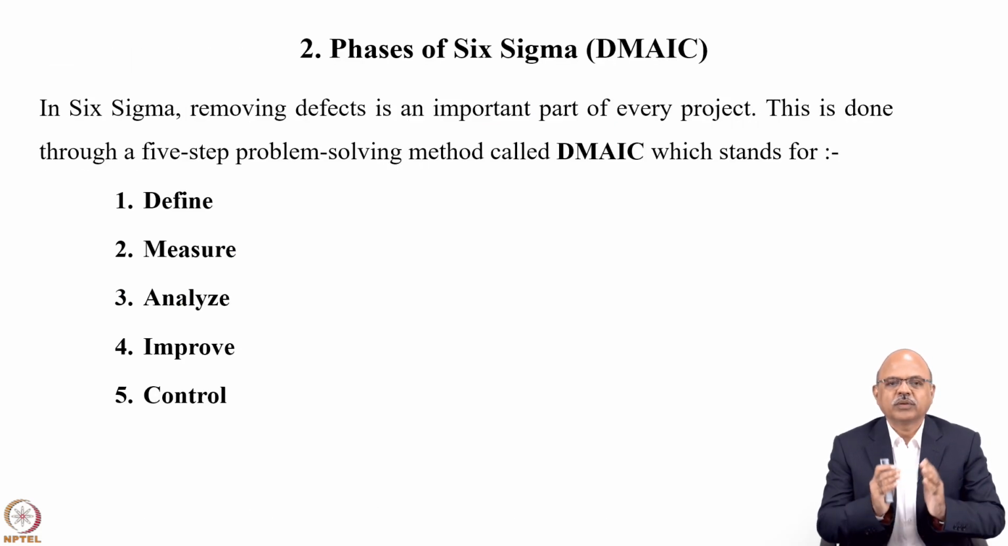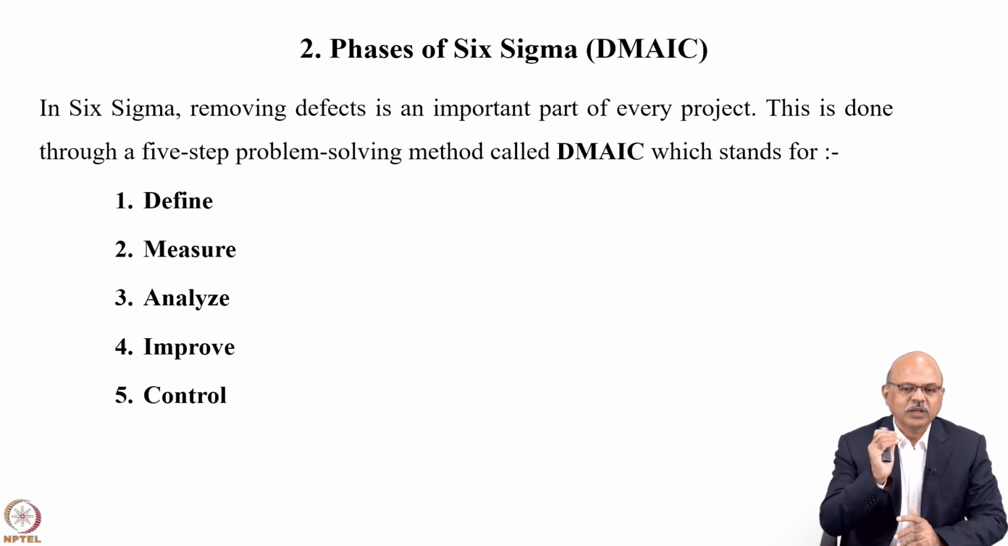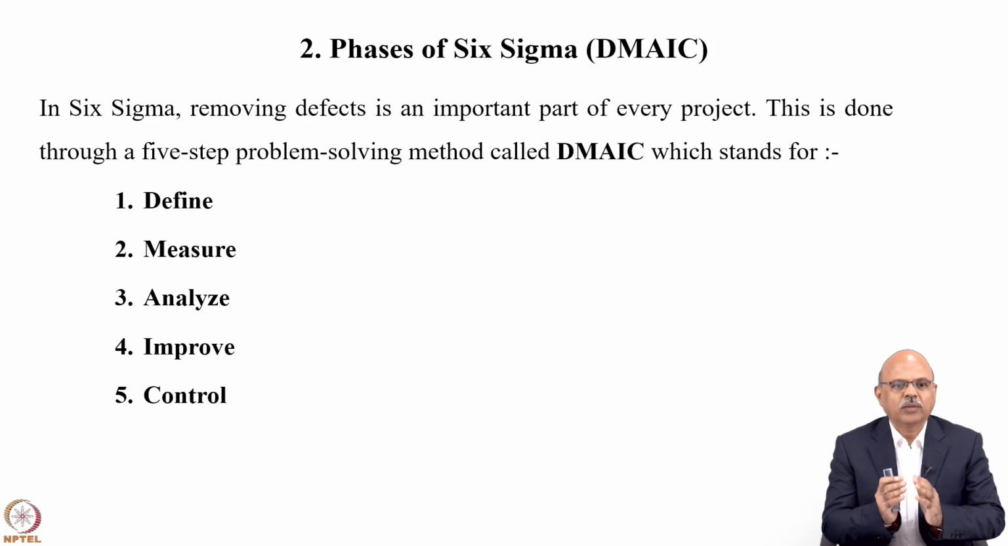What are the different phases of Six Sigma? DMAIC. You have heard this word in the previous chapters, that is define, measure, analyze, improve and control. It's a combination of all this. Removing defects with Six Sigma is an important part of every project, so Six Sigma should be taken in the form of a project. This is done through a 5-step problem solving method. So you can understand DMAIC is a 5-step problem solving method.